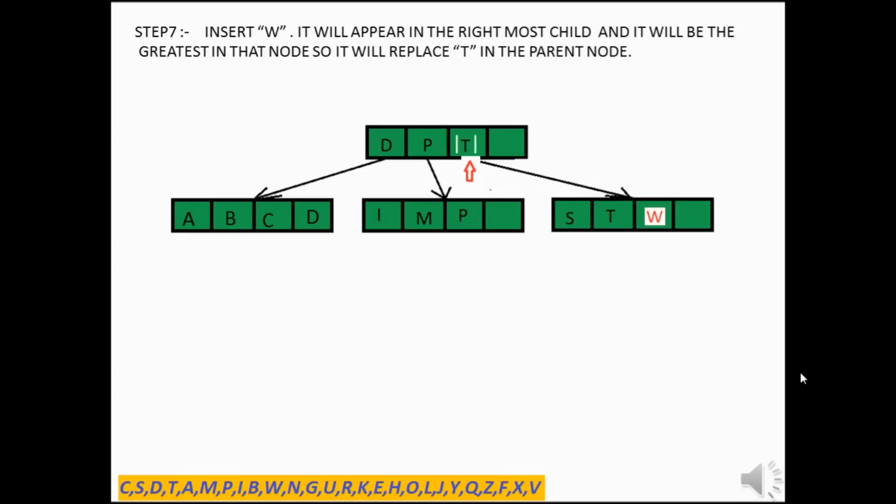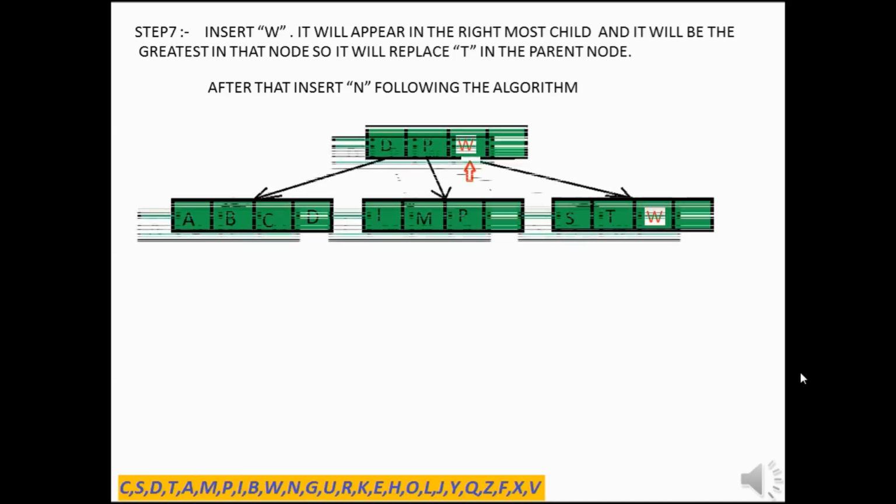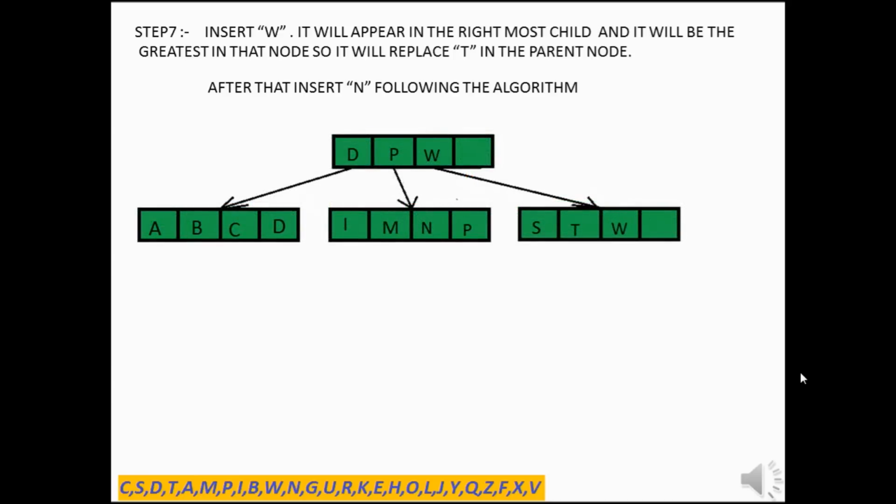After this, the next is the insertion of N. Insertion of N is simple as usual. You go to the parent node, it contains D, P and W. N is greater than D and less than P. So we'll go to the node pointed to by the P. It contains I, M and P. Now compare N with the elements of this node. N is greater than I, N is greater than M, but N is less than P. So N will now become the third element of that node. As usual, simple.